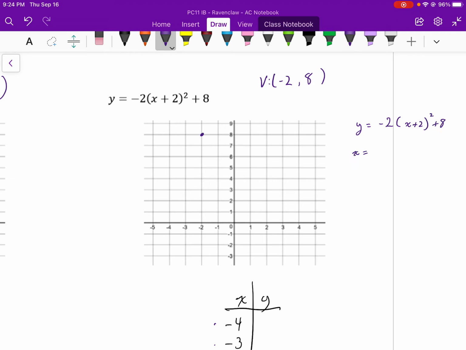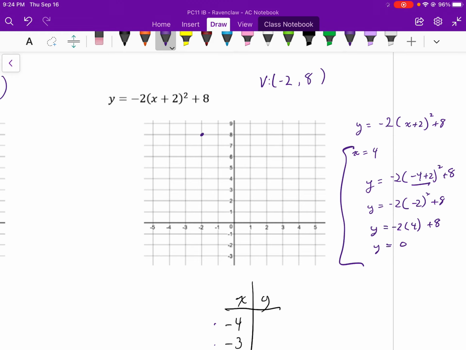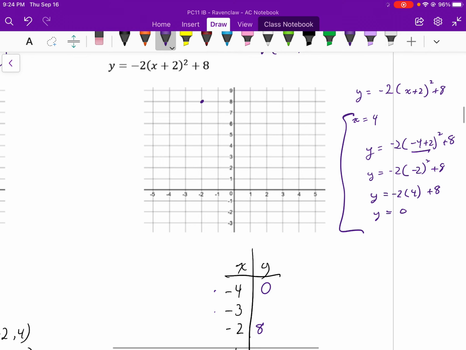So I'm going to say when x is equal to negative 4, my y value, I'm just going to plug in x is equal to negative 4. So I'm going to have to evaluate what's in the brackets first. And I'm going to square it. So this one is taking up a little bit more energy. So I get my y value is equal to 0. So when x is -4, my y value is 0.